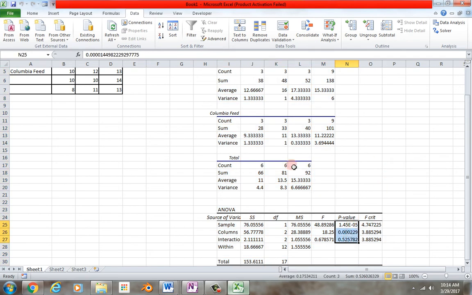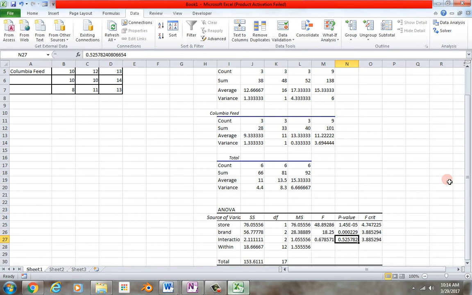Okay? So the sample, that's rows. So this is store. That's where I got the stuff from. Columns is brand of fertilizer. And so notice that where I bought the seed is very important, hugely important, as is the brand of fertilizer I use. But what's not important is the interaction. Now, that's not a big deal. Just be aware of that. It's not as important. So, in other words, if I get my seed one place, I don't have to use a specific fertilizer. Any fertilizer will work.